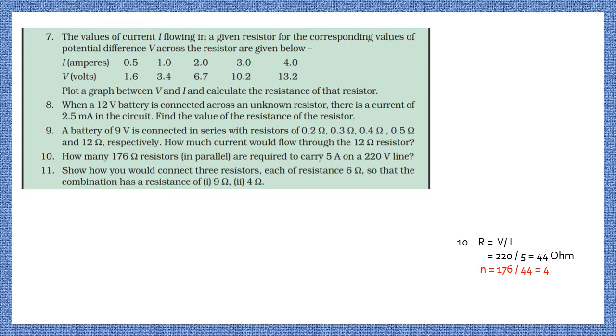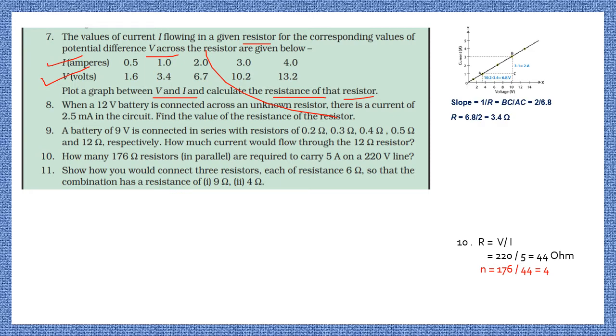Question number 7. The value of current I is flowing in a given resistor for the corresponding values of potential difference V across the resistor. And these are the values of I, these are the values of V. What you have to do is plot a graph between V and I, and then calculate the resistance of the resistor. Okay, so let us plot the graph.